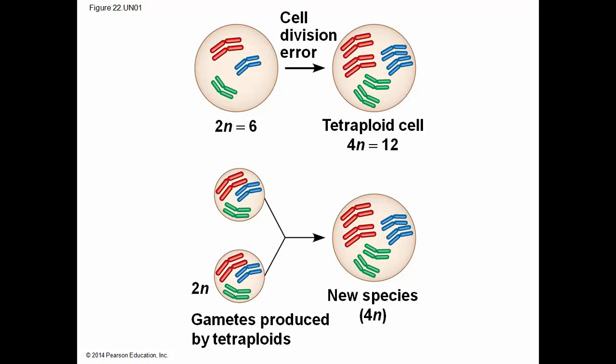Okay, here's a diploid that has a cell division error leading to a tetraploid cell. During meiosis, this leads to a tetraploid cell, and then that produces a 4N gamete. These 2N diploid cells can join together, and they might produce this tetraploid cell.